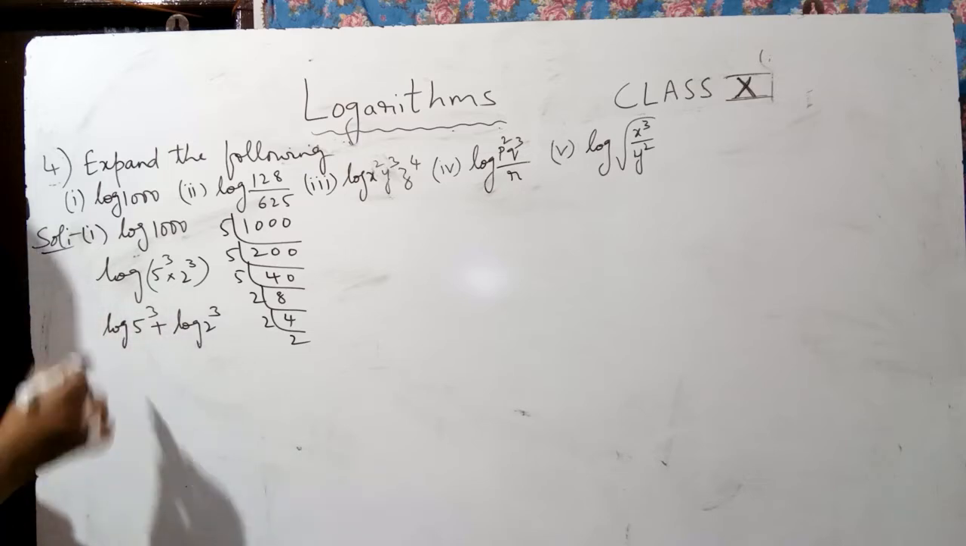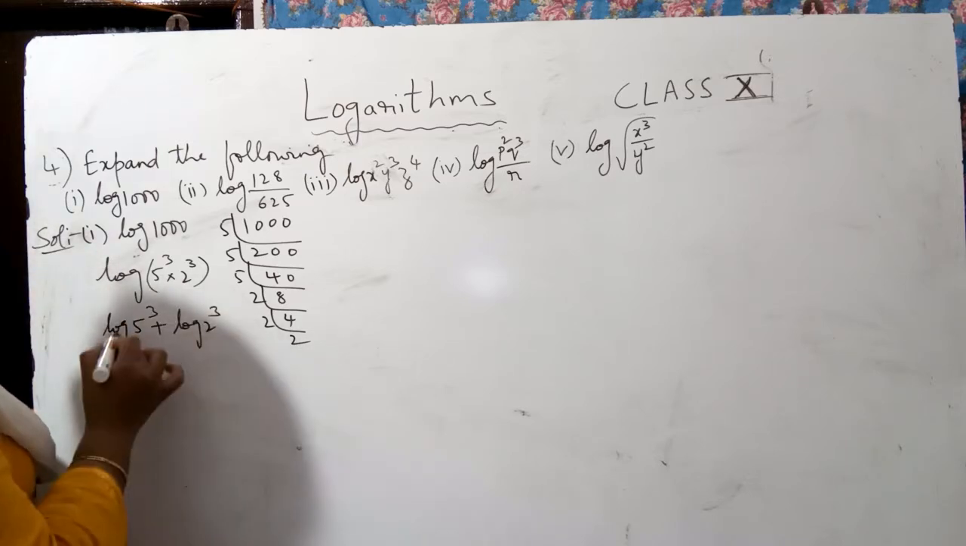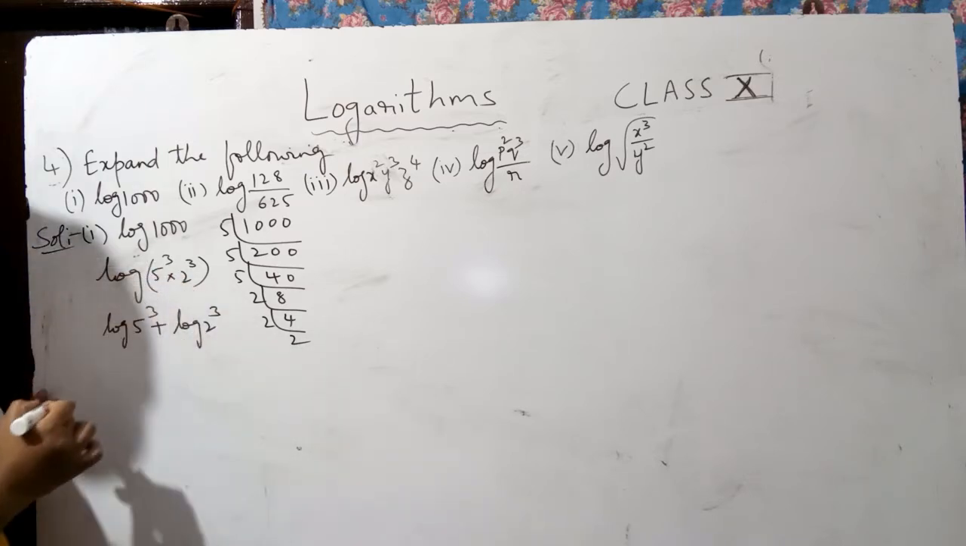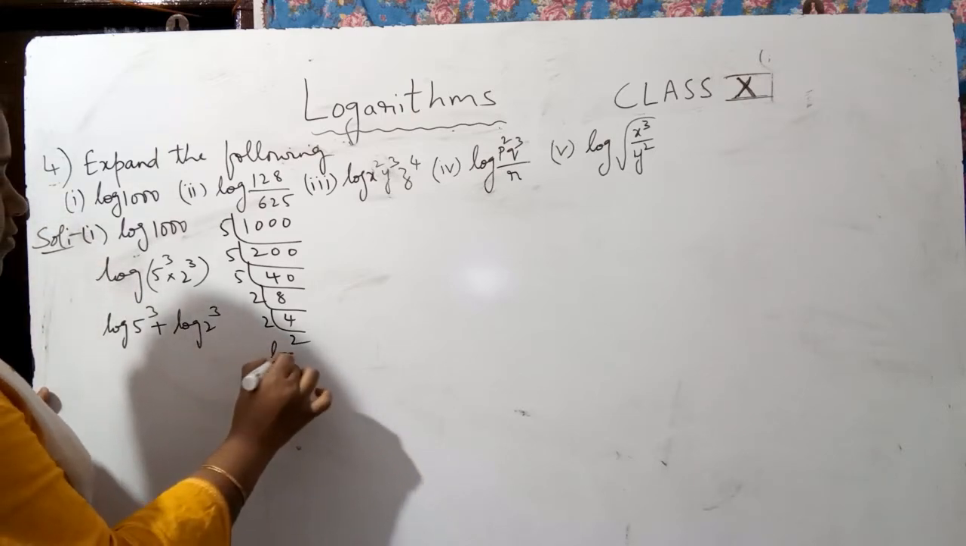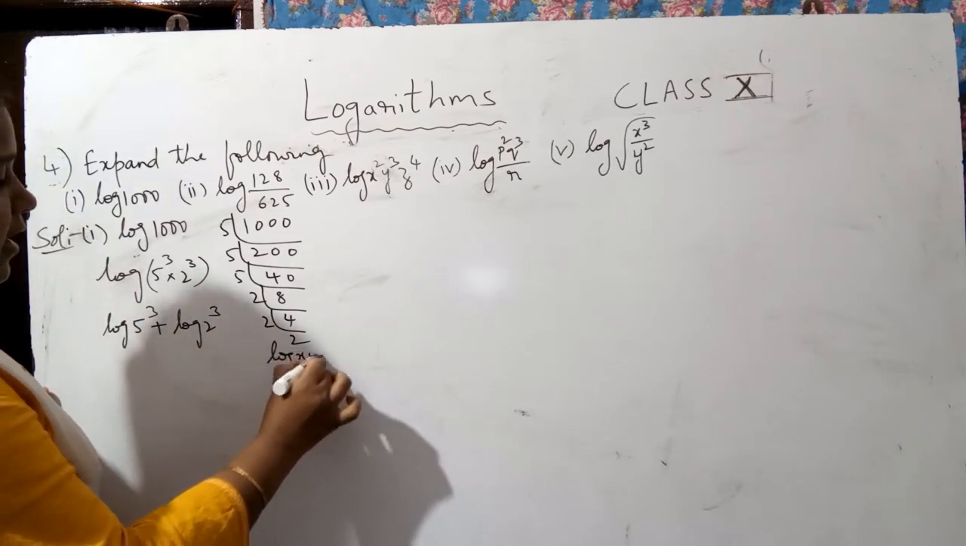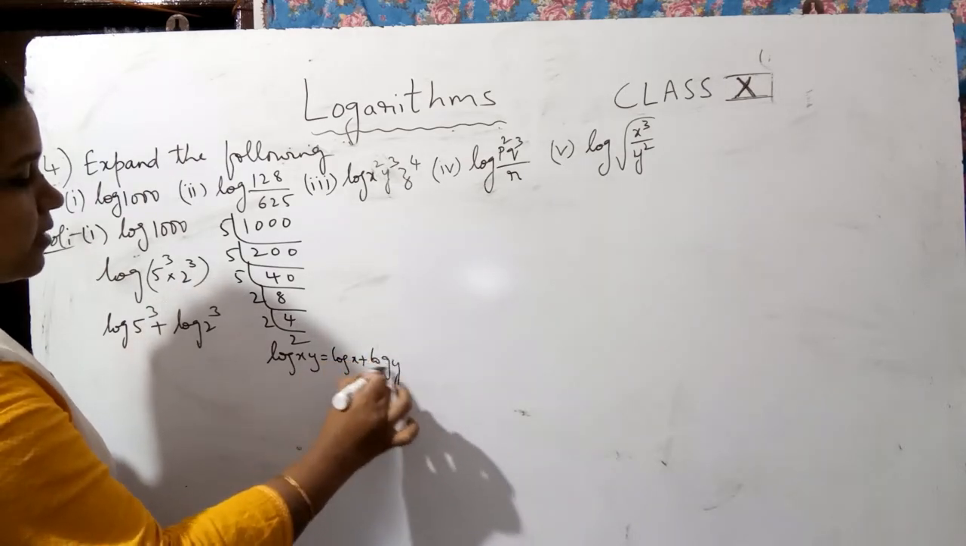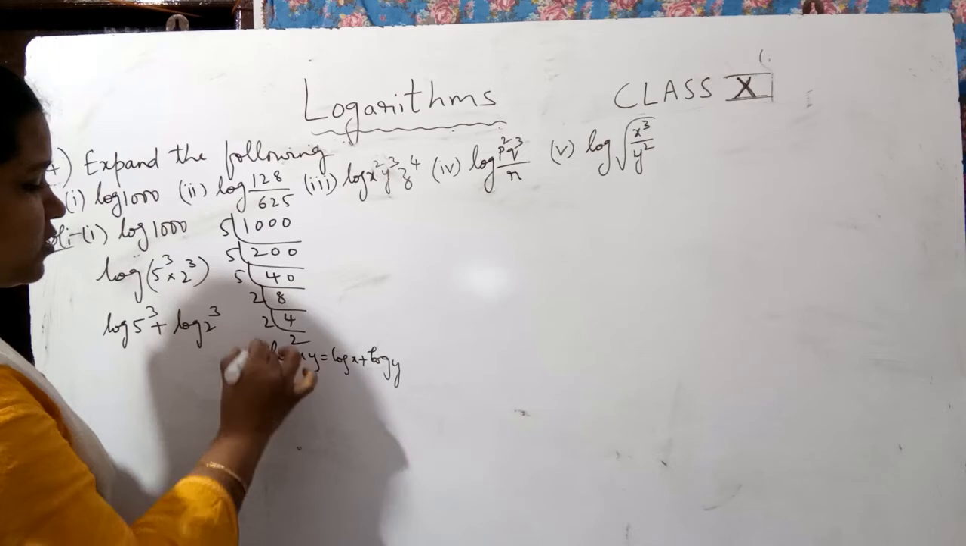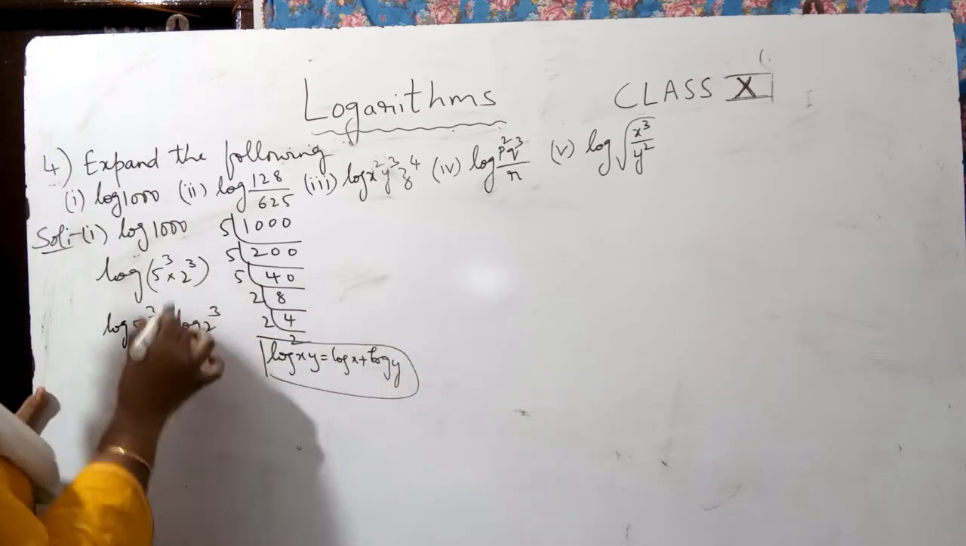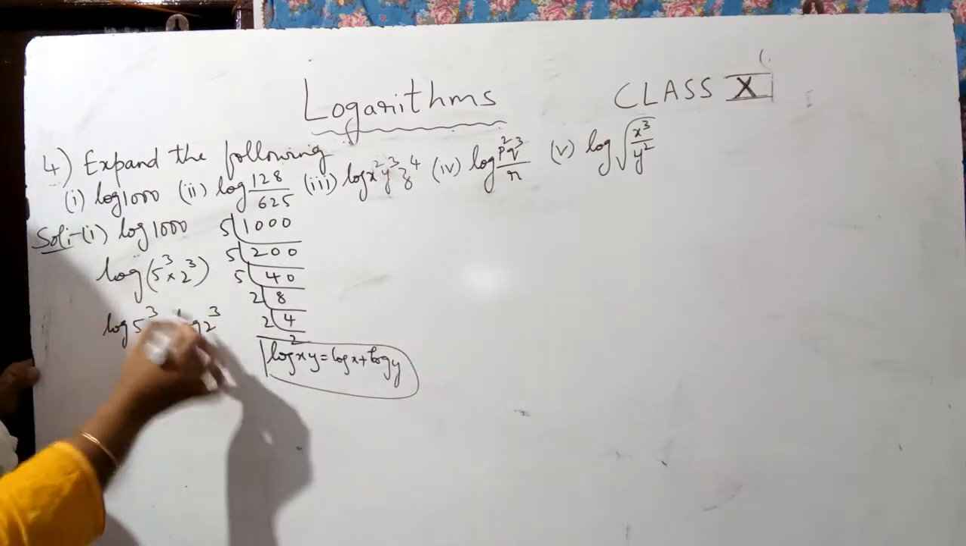Now applying the formula, you can write it as log 5 cube plus log 2 cube. What is the formula which I am using here? That is log AB equals log A plus log B. If I have log xy, I can write it as log x plus log y. This is the formula I am using.